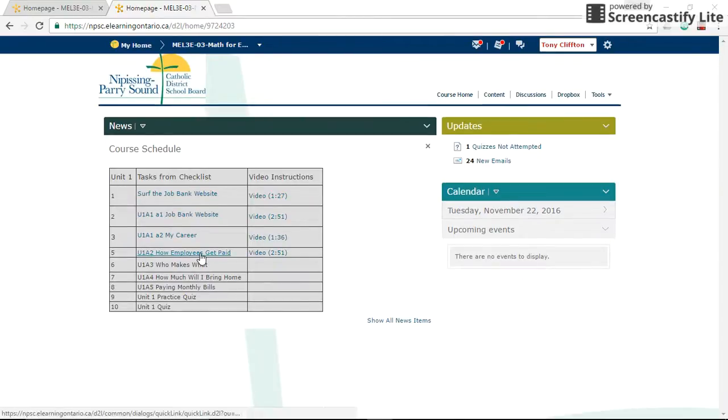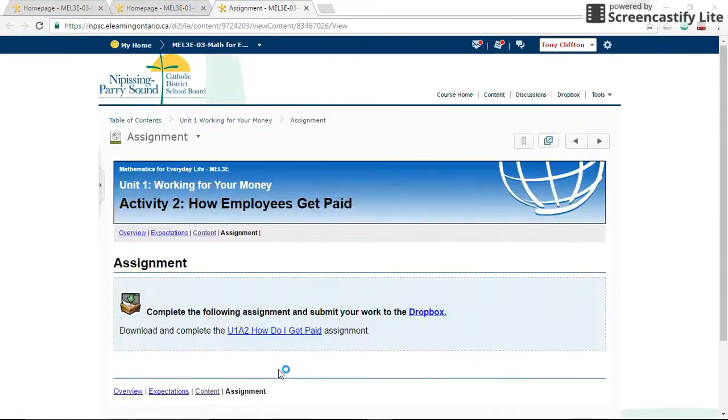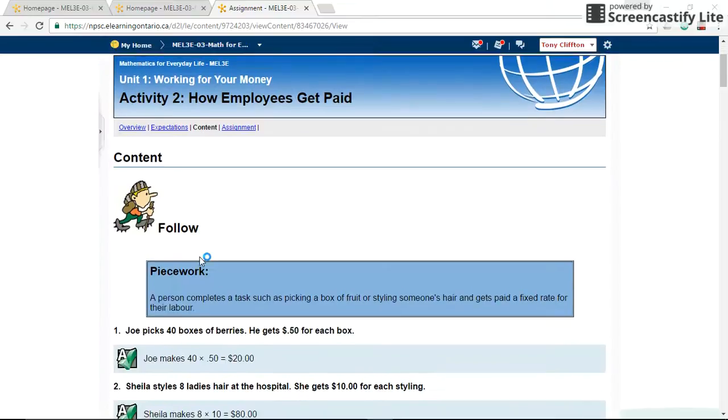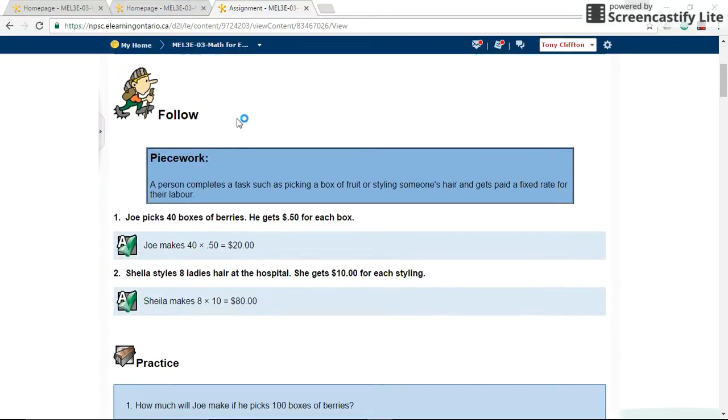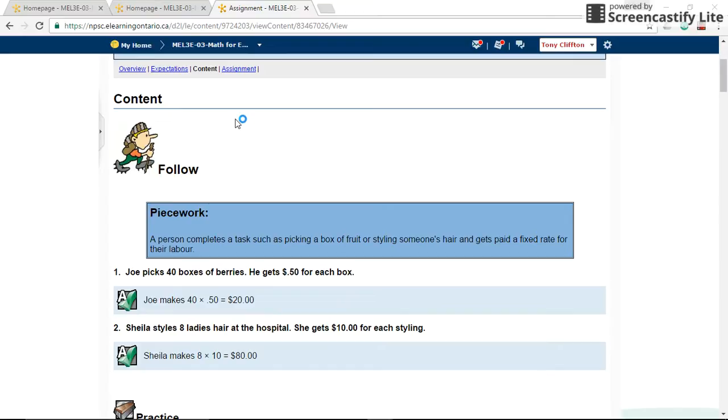Unit 1, Activity 2, How Employees Get Paid. So if I click it, this is the assignment. And it's necessary to click content and always work through and make sure you can understand what the content is. So in this first part, they're talking about how much money you make when you get paid piecework. In other words, for every piece of work you do, you get paid. A person completes a task such as picking a box of fruit or styling someone's hair and gets paid a fixed rate for their labor.